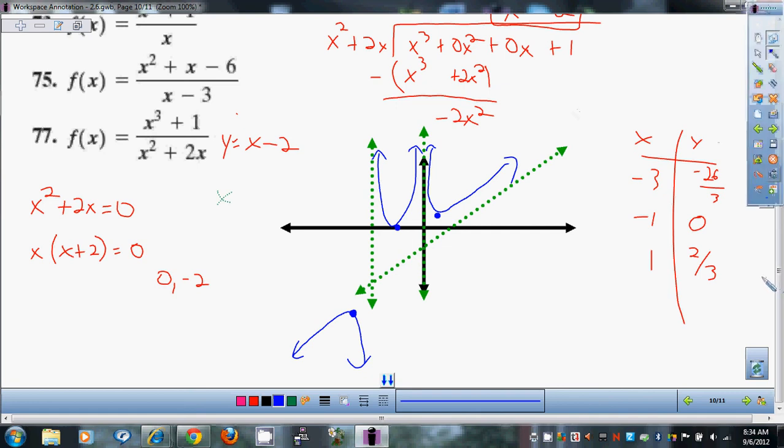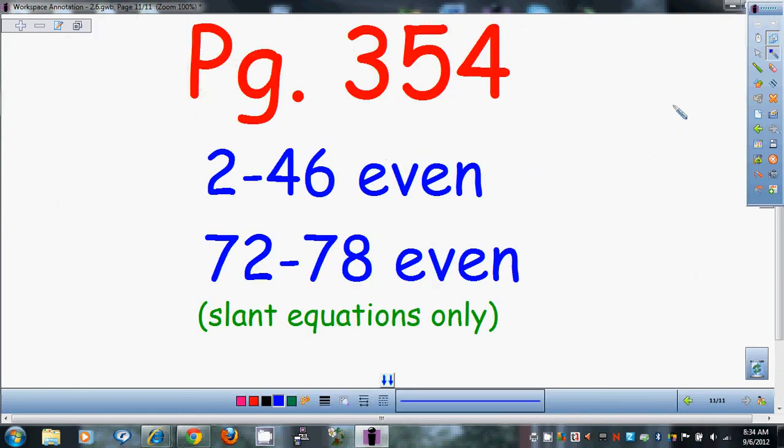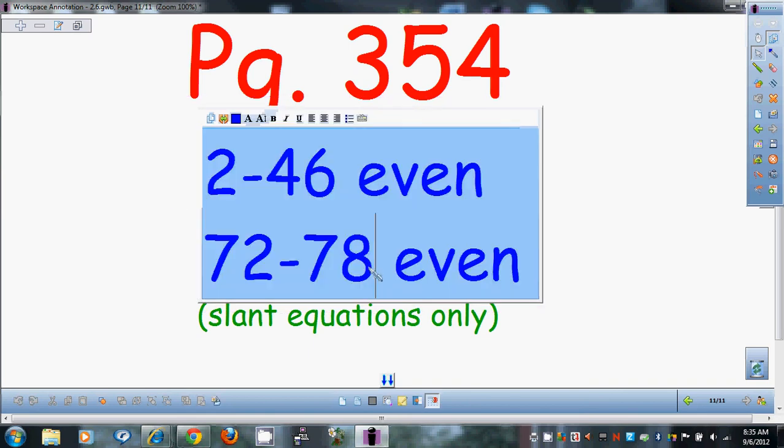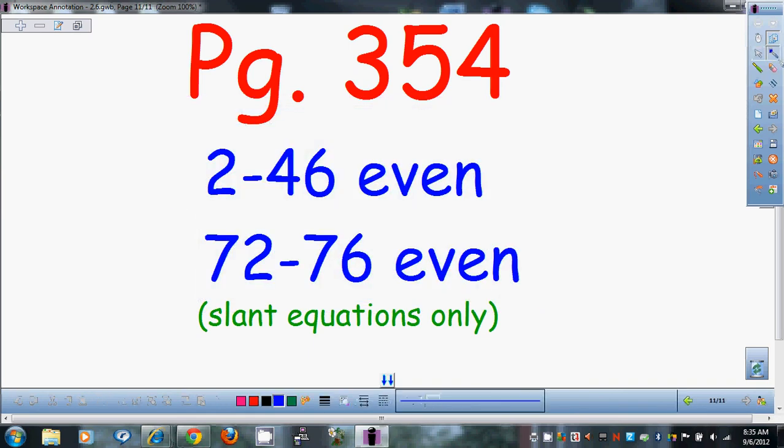Okay, here is your assignment. 72 through 78. I only want the slant asymptotes, but I want you to graph number 78 only. 72 through 76, all I need is the slant equation. But for 78, I actually want you to graph it.